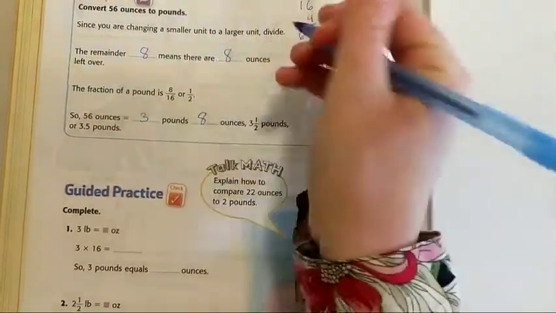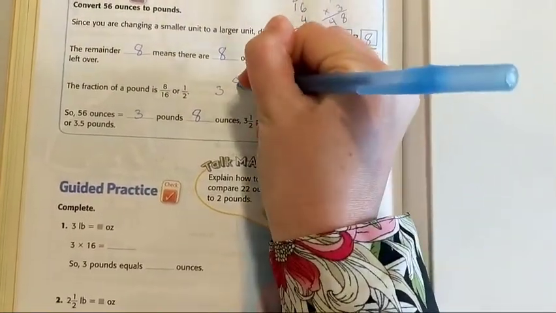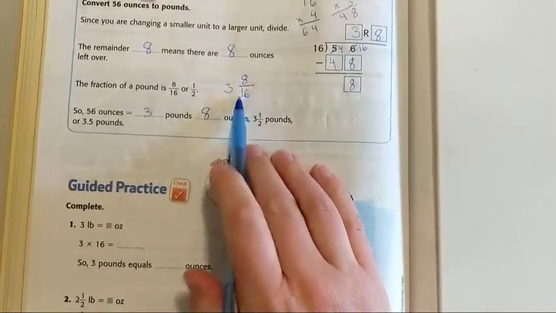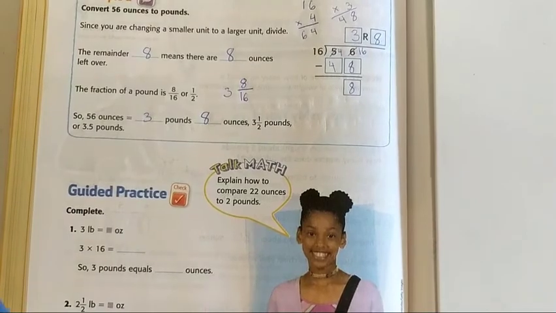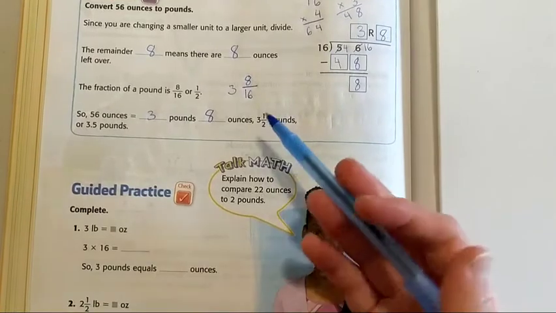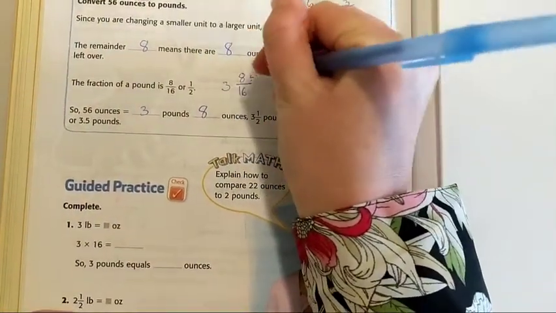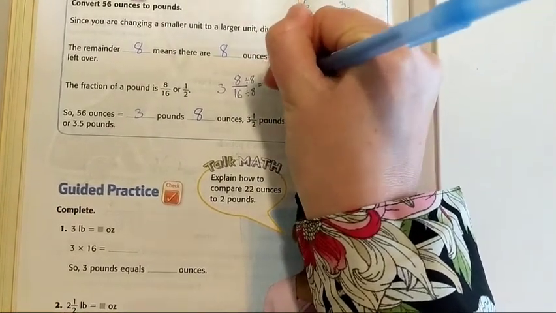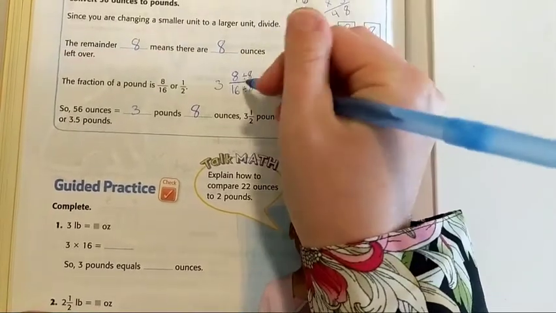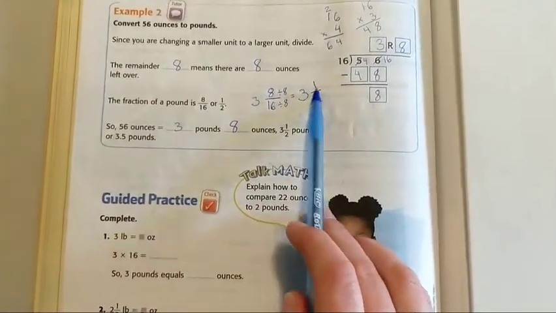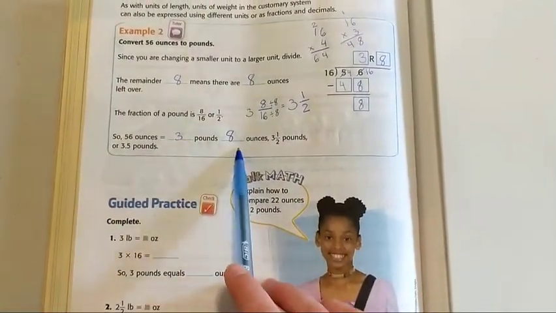So we have 3 pounds with 8 ounces left over. We could also write that as a fraction: 3 pounds with 8 ounces out of 16 total ounces in a pound. Well, I notice 8 and 16 can be simplified. They can both be divided by 2, they could both be divided by 4, or their greatest common factor is 8, so I can divide top and bottom by 8. So that's equal to 3, and 8 divided by 8 is 1, and 16 divided by 8 is 2. 3 and 1/2. So I could say 3.5 pounds, or 3 pounds, 8 ounces.